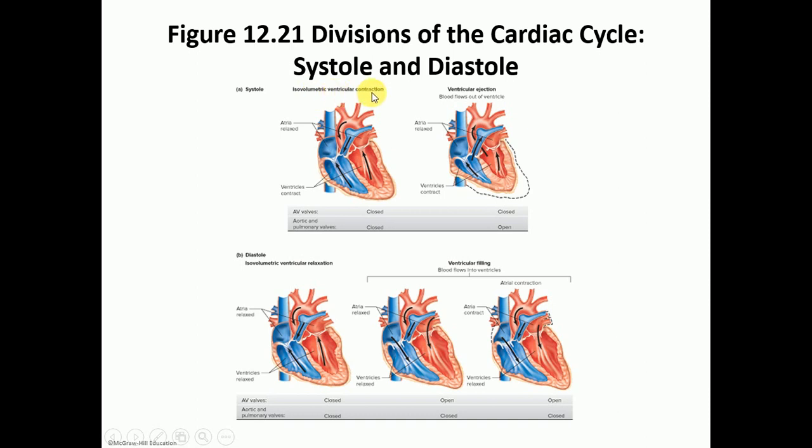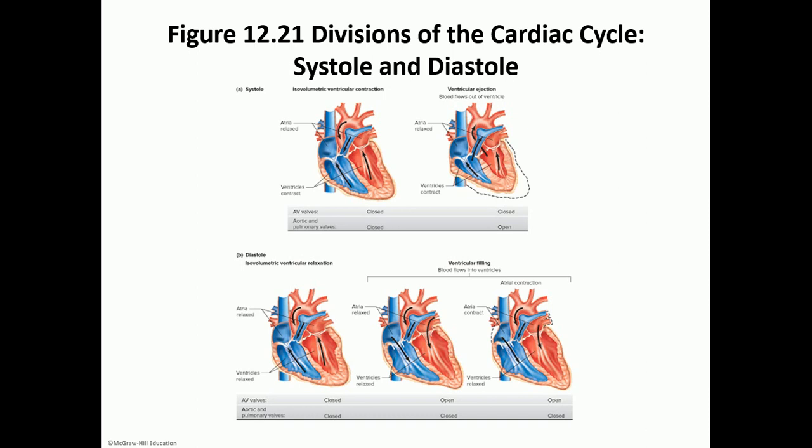So we'll break it up. Ventricular contraction means that the ventricles are going to start to contract. Isovolumetric means there is no change. Iso means the same. Volume. There is no change in volume in the ventricles at this point when they start the contraction. So we'll understand why that is.